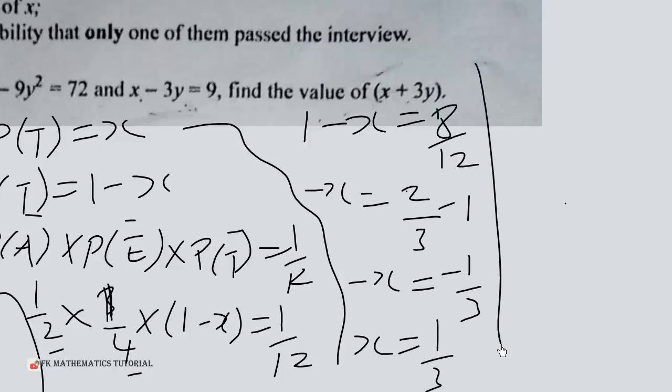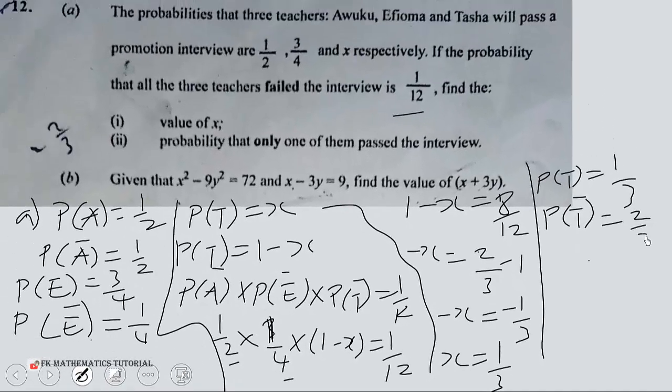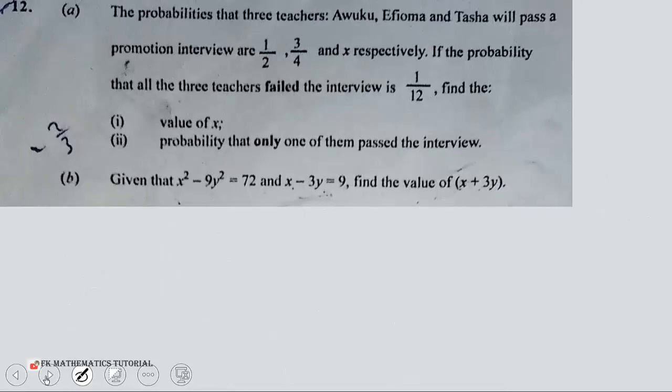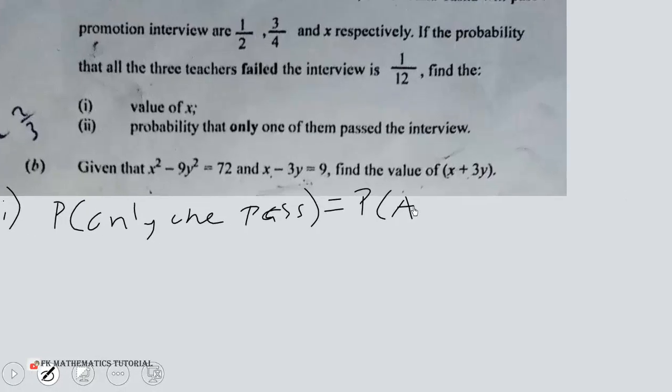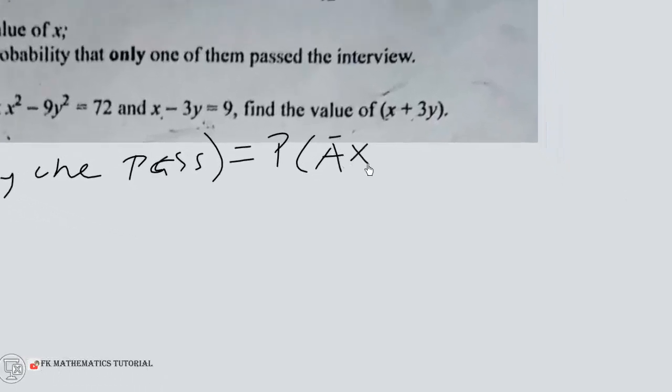So probability that T will pass is 1 over 3. And the probability that T will fail is 2 over 3. Now you're supposed to find probability that only one of them pass. So probability that only one of them pass will be the probability of A failed, E also failed, but T passed.